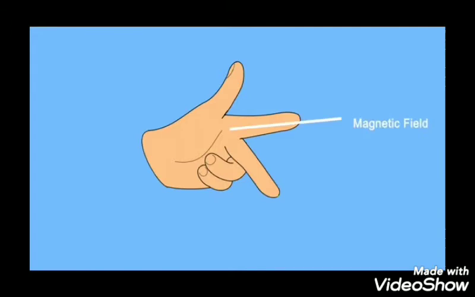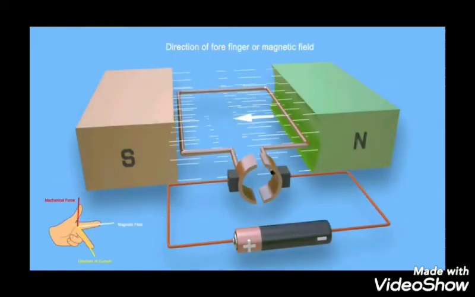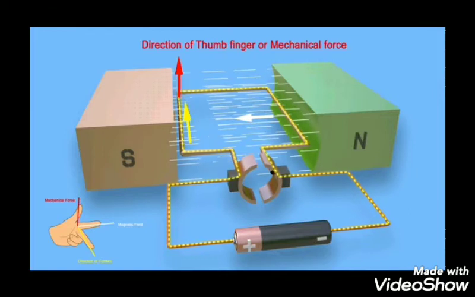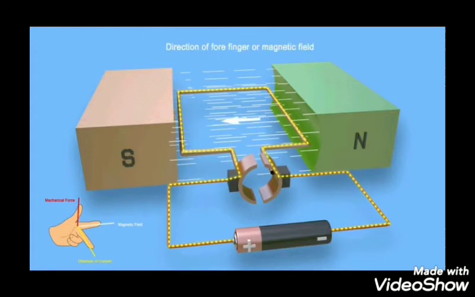How can we find out the directions? When we stretch our left hand, the forefinger indicates the magnetic field, the middle finger the direction of current, and the thumb the direction of mechanical force. Now observe, children, from north to south the magnetic field is directed, and the current is from down to up. Then the direction of the thumb, indicated by the red arrow mark, is the mechanical force on the left side arm.